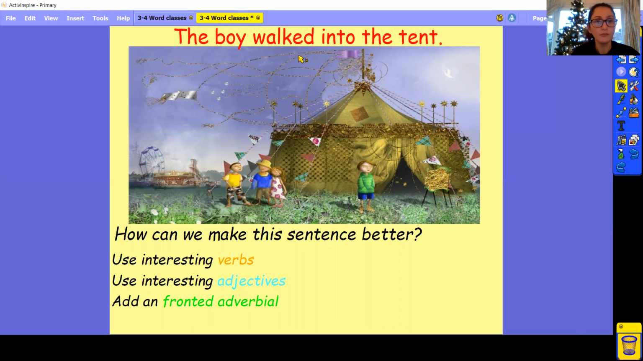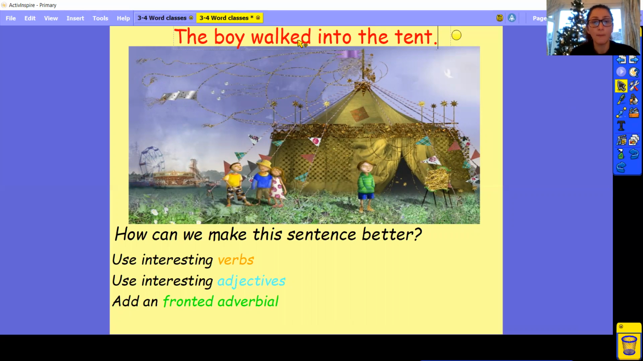So, for example, can we use an interesting verb? So can we change the verb in this sentence? So first of all, let's identify the verb. The boy walked into the tent. So what is the verb in this sentence? Have a quick pause, have a quick think. Well done if you said the verb was walked, okay?